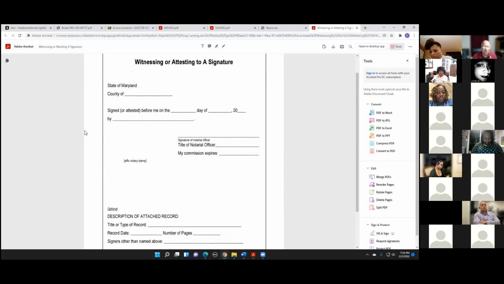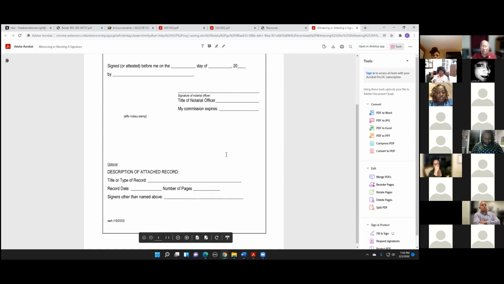You sign your signature, put your title, and then when your commission expires. And at the bottom down here, and stamp to the left. Yeah, you stamp to the left. Make sure you put your stamp there.